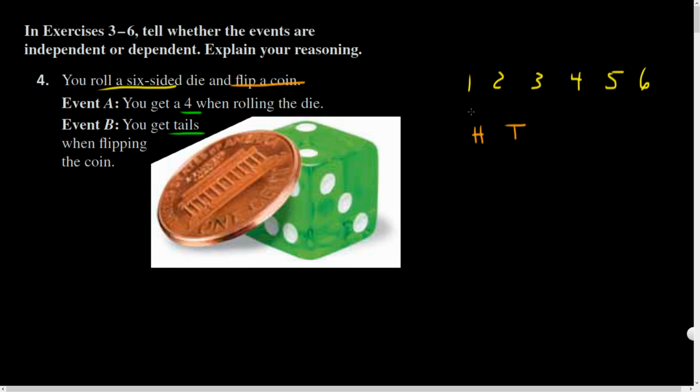And so what we have to consider is, does the first outcome somehow change the possible outcomes for event B? And the answer is no. If I roll a 4, it doesn't change that now I can only flip heads. It's not going to affect it in any way. And so these are independent events, because the first event does not change the outcome of the second event.